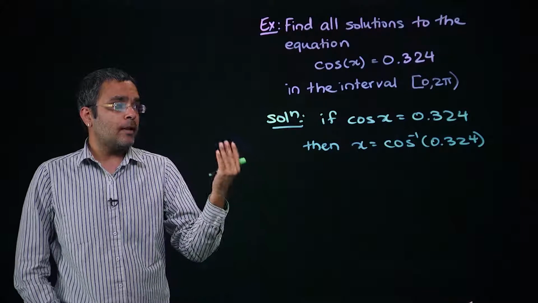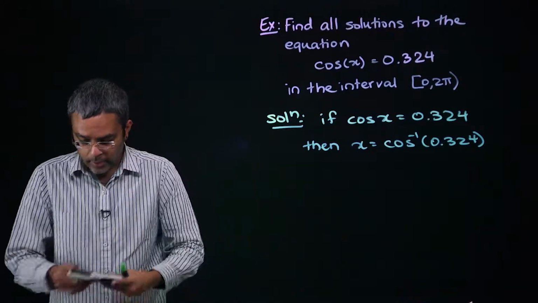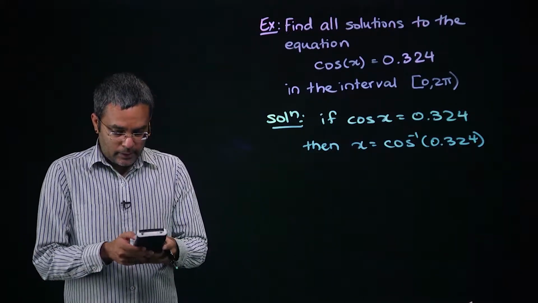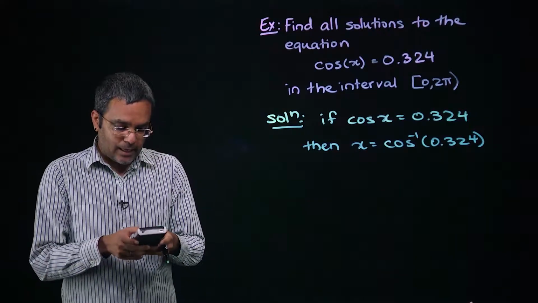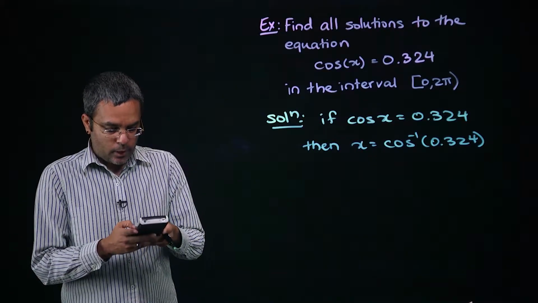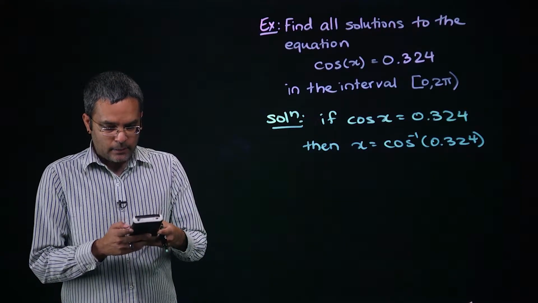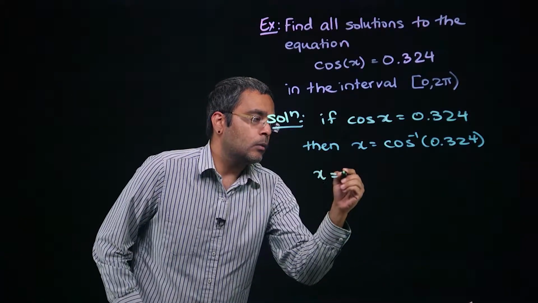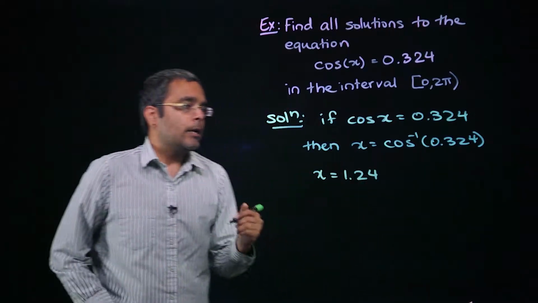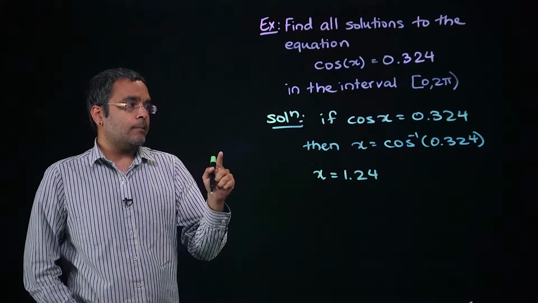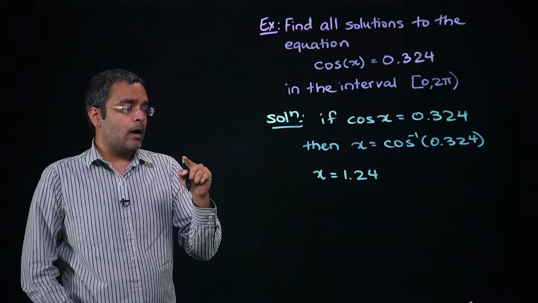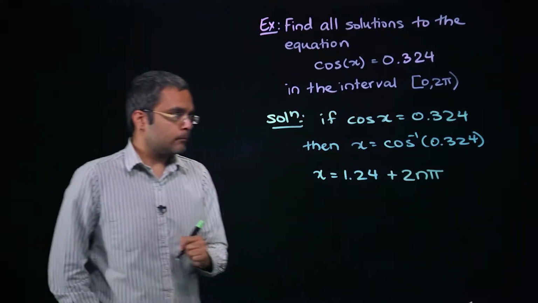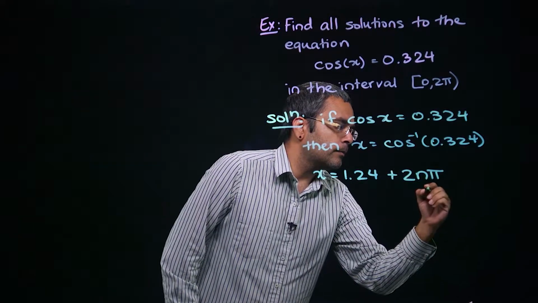I'm going to have to use my calculator. Now, remember here that we're going to have our calculator in radian mode. So I'm going to go ahead and type in cosine inverse. You're going to press second cosine and then the number, which is 0.324, and that gives me about 1.24. Okay, so I'm going to have x equals 1.24. Remember now that cosine is a periodic function with a period of 2 pi, so we're going to add plus 2n pi, okay, where n is an integer.